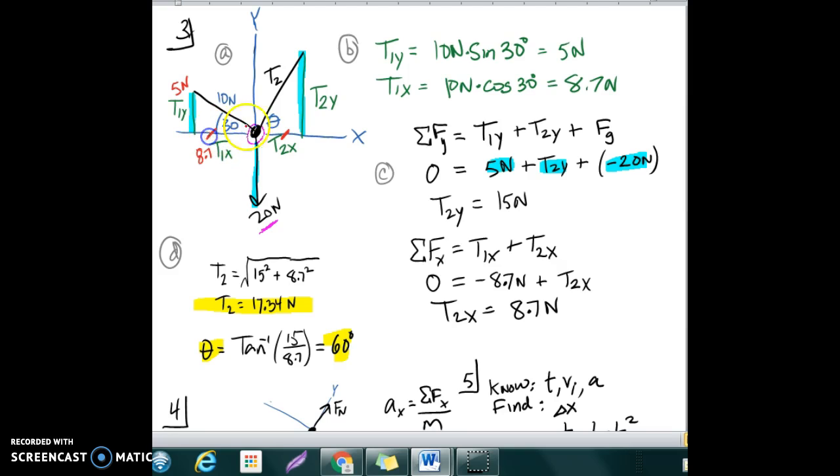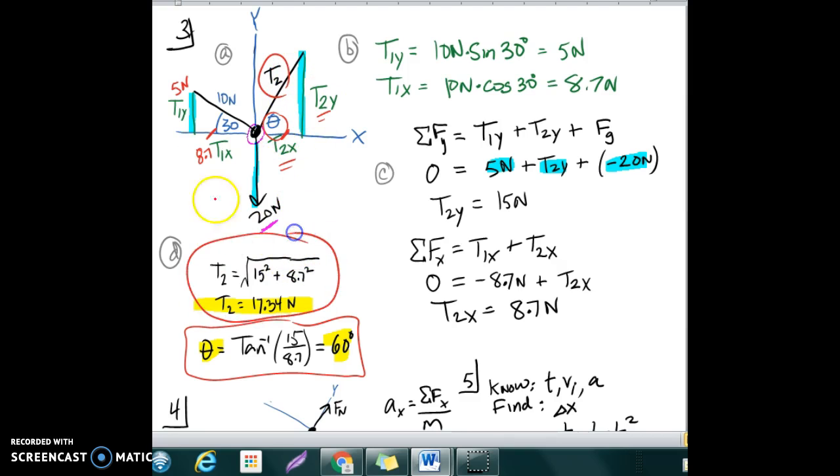Knowing this side of this triangle and this side of the triangle allows us to figure out delta right here. And T2, the tension force there, is just using the Pythagorean theorem calculated right there.